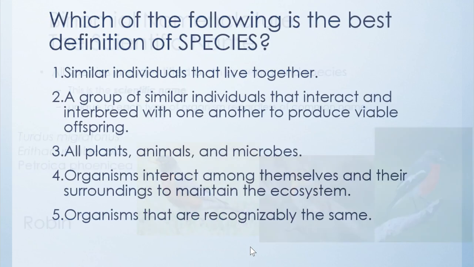Okay, so species. What does that mean? Which of the following is the best definition of species? Are they similar individuals that live together? A group of similar individuals that interact and interbreed with one another to produce viable offspring? All plants, animals, and microbes? Organisms interact among themselves and their surroundings to maintain the ecosystem? Or organisms that are recognizably the same?